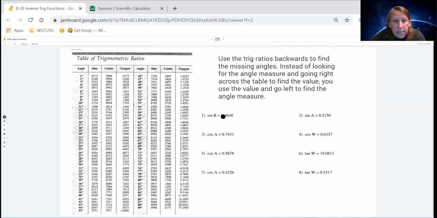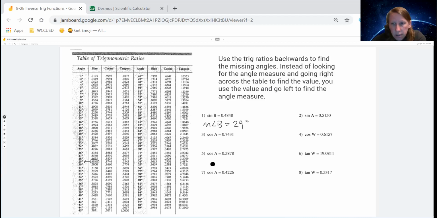The way to do it is I would look in the sine row and try to find this number, 0.4848. So I'm going to look in the sine row, and these numbers are getting bigger. I see it. It's right here, 0.4848. Okay, so what angle measure gives me that for the sine? The angle measure is 29 degrees. So I know that the measure of angle B equals 29 degrees.